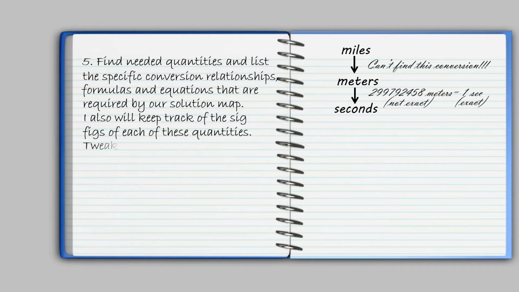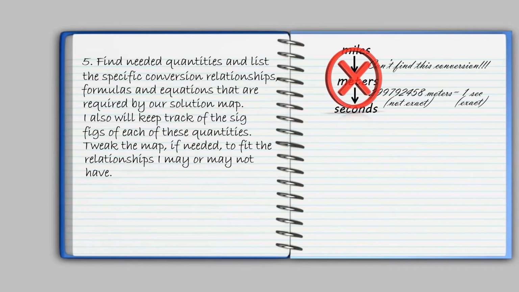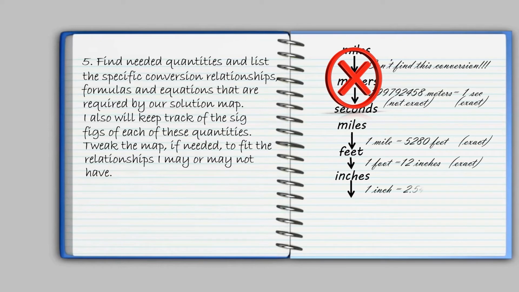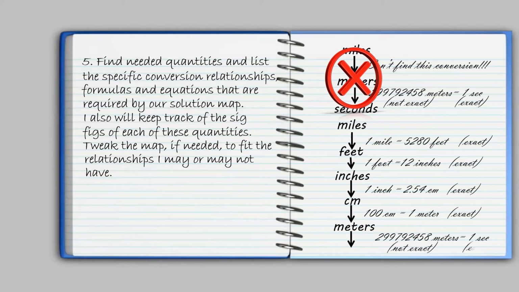All that is left is to tweak my solution map and list all the conversion relationships I will need at each step. So now our path is miles to feet to inches to centimeters to meters to seconds. Only the last conversion on the list is not exact.